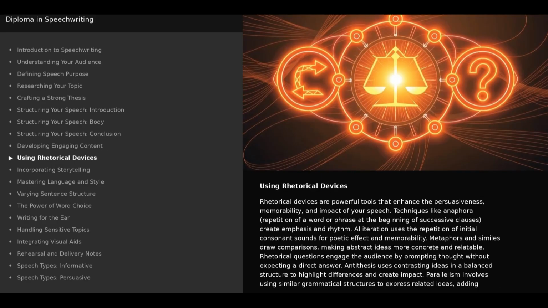Using rhetorical devices. Rhetorical devices are powerful tools that enhance the persuasiveness, memorability, and impact of your speech. Techniques like anaphora, repetition of a word or phrase at the beginning of successive clauses, create emphasis and rhythm. Alliteration uses the repetition of initial consonant sounds for poetic effect and memorability. Metaphors and similes draw comparisons, making abstract ideas more concrete and relatable.